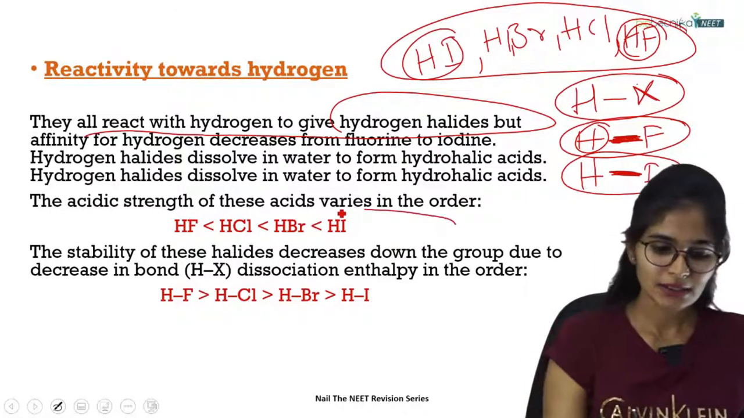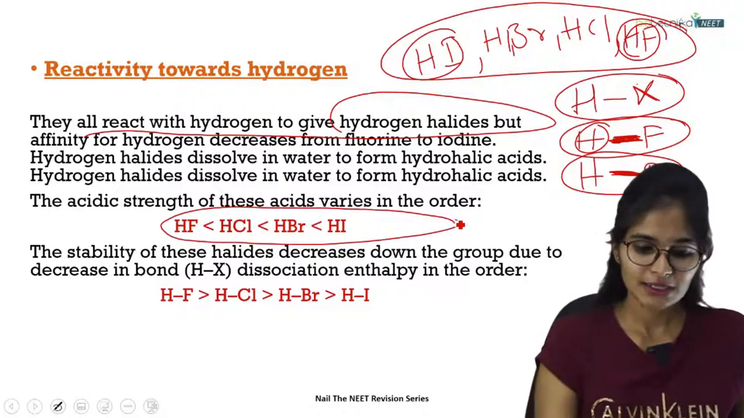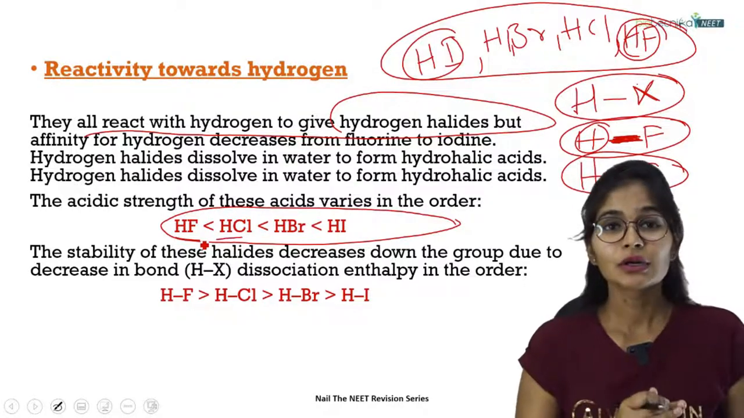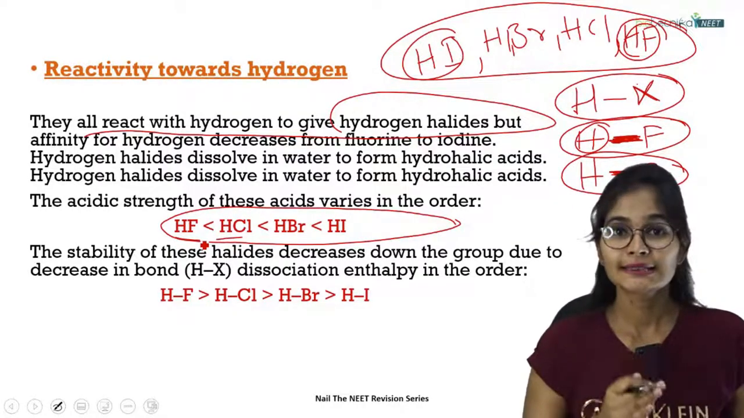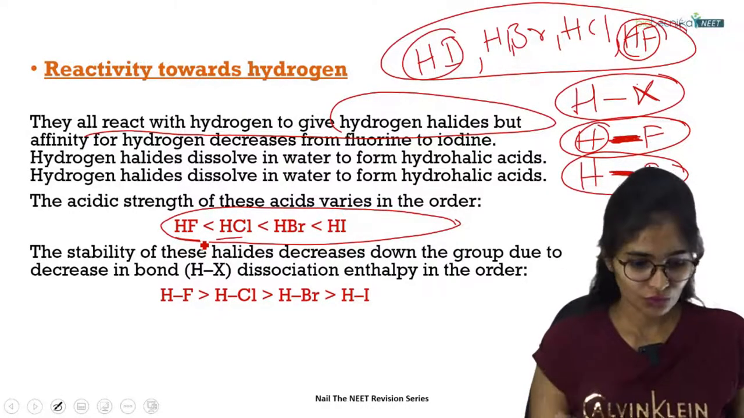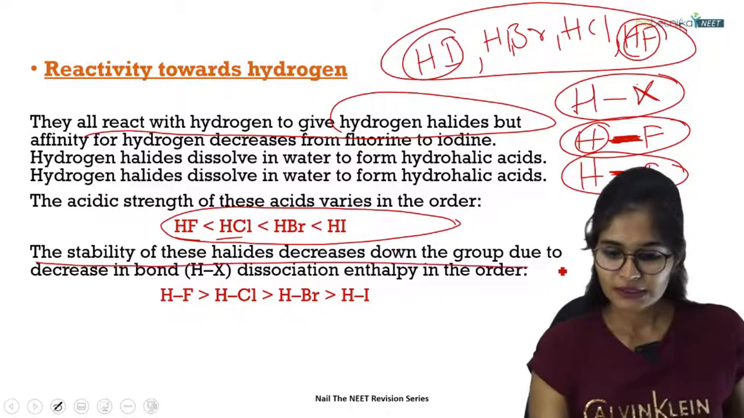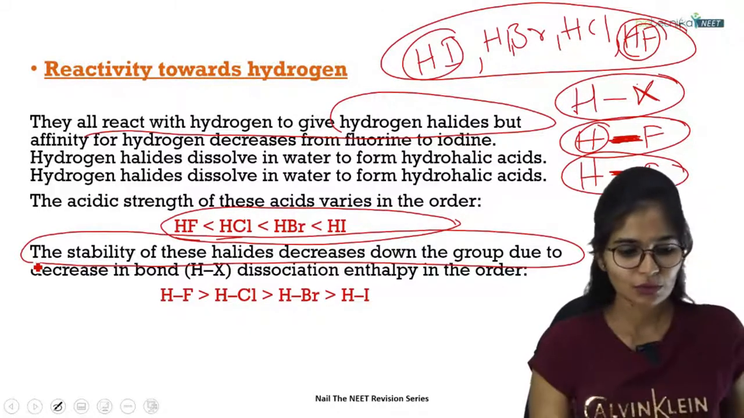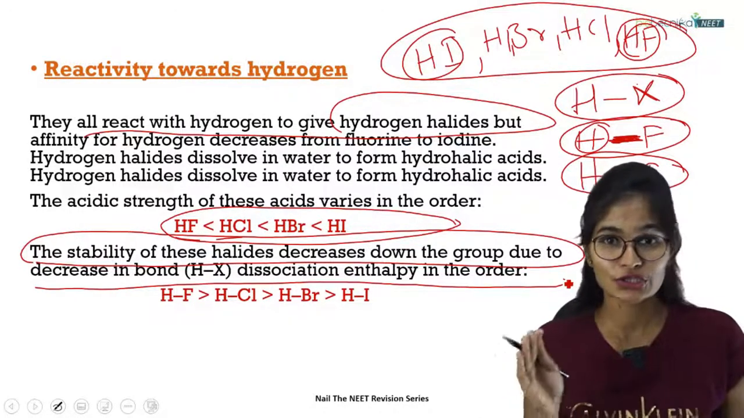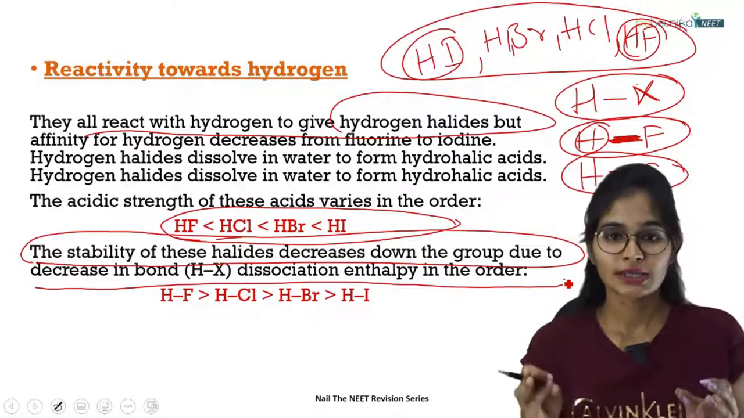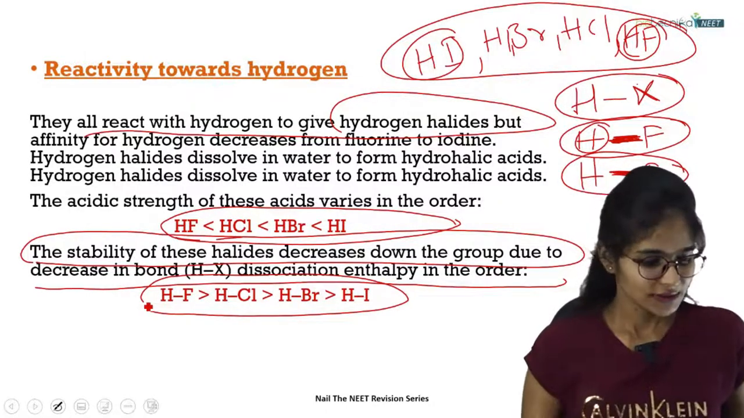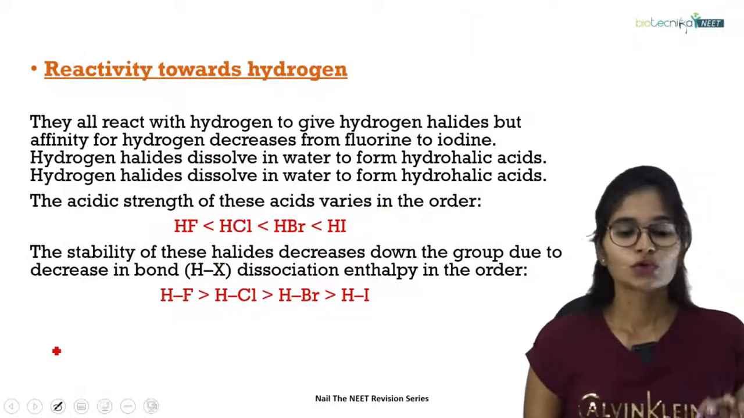So that's why the acidic strength order you can give as HI, HBr, HCl and HF, because it is not able to break the hydrogen-fluorine bond easily as compared to hydrogen and iodine. That is the main reason you have to know. Apart from that, the stability of these halides decreases down the group due to a decrease in bond dissociation enthalpy. With respect to bond dissociation enthalpy, the order will be different, that is HF, HCl, HBr, HI. So this is what we have with respect to reactivity towards hydrogen.